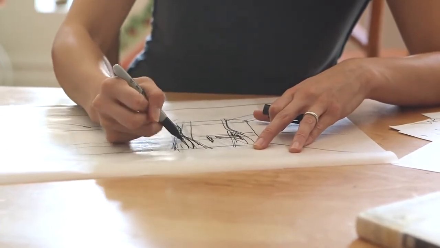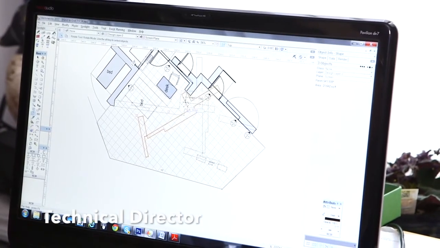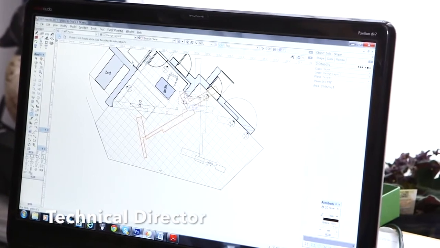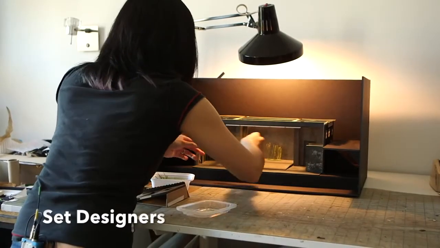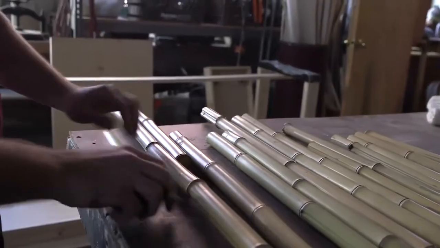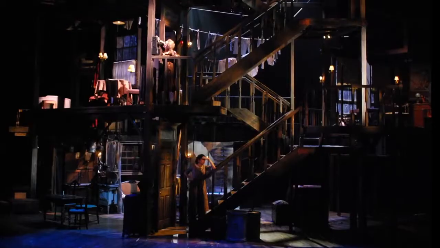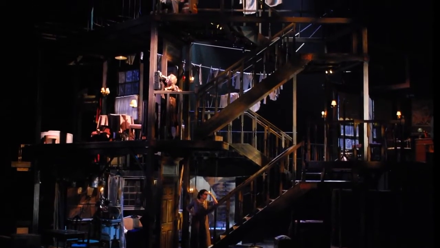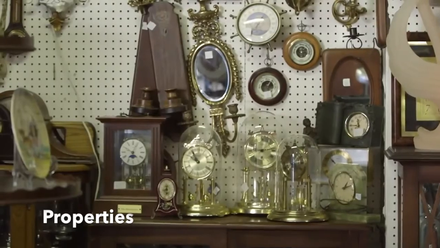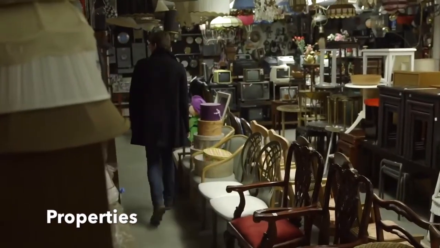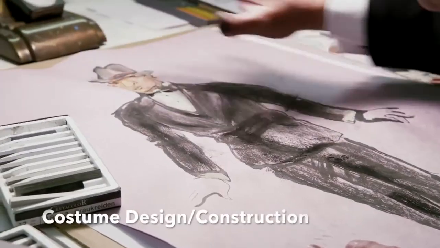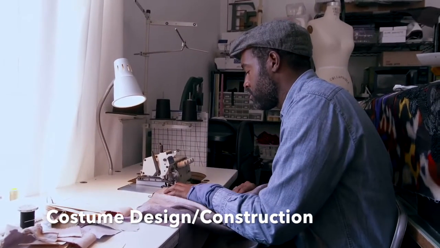And then the technical director under them handles basically taking what the set design people design and bringing it all the way through construction and putting it on the stage, and putting things like properties, or what we call props, on the stage. The technical director also has the costume design and construction people underneath them.